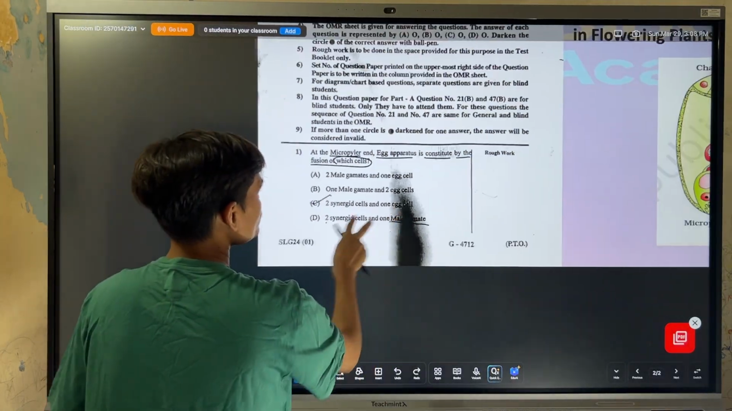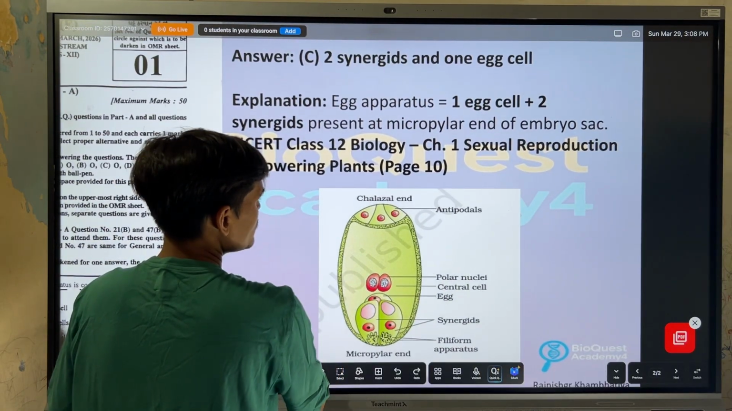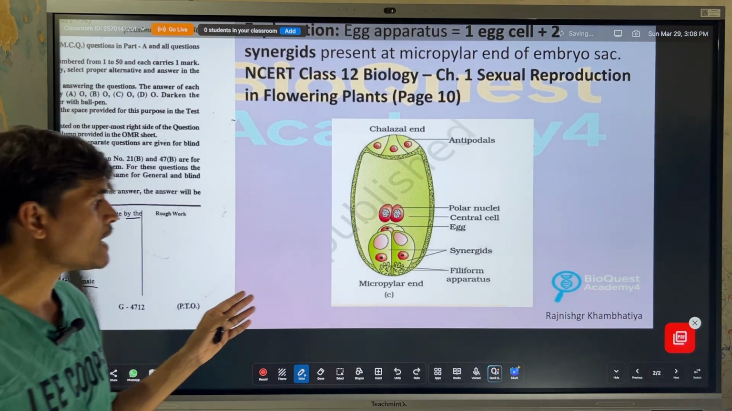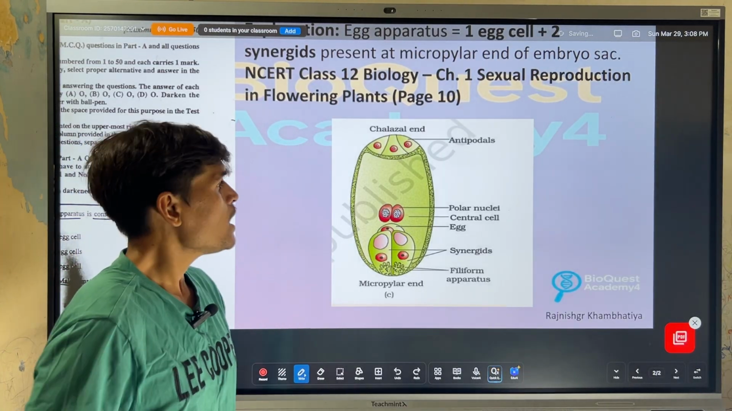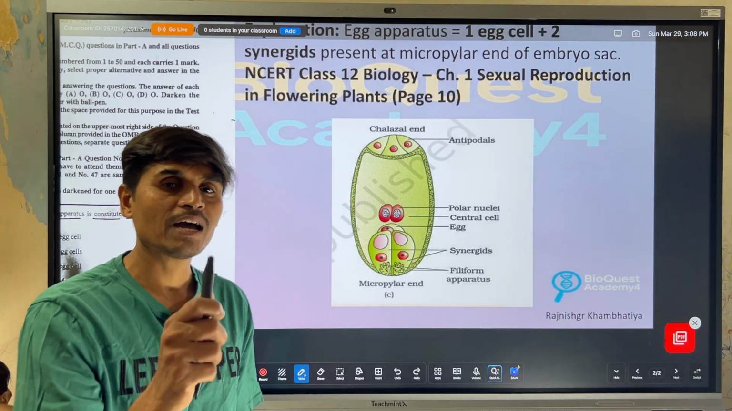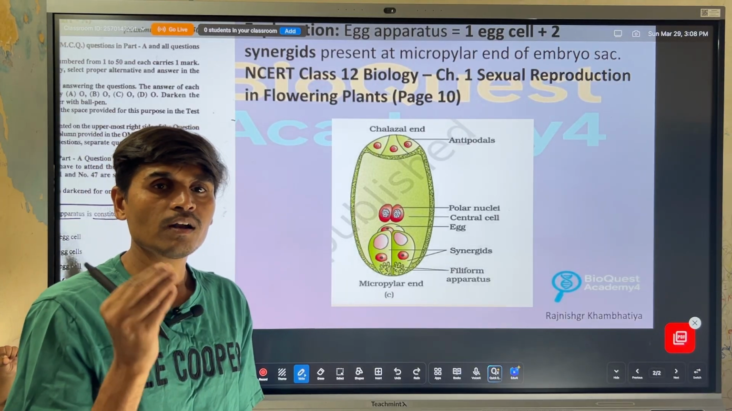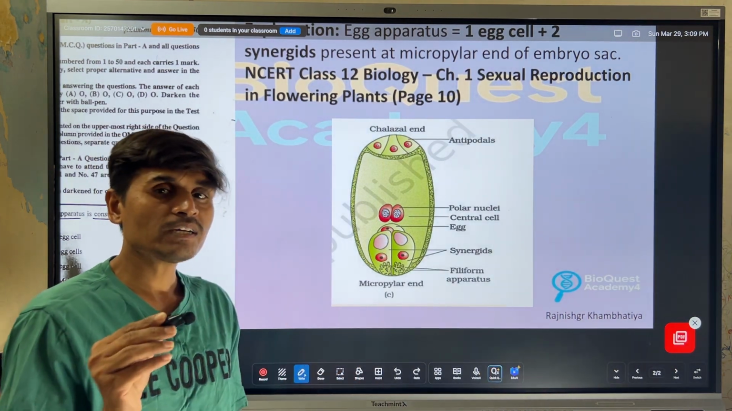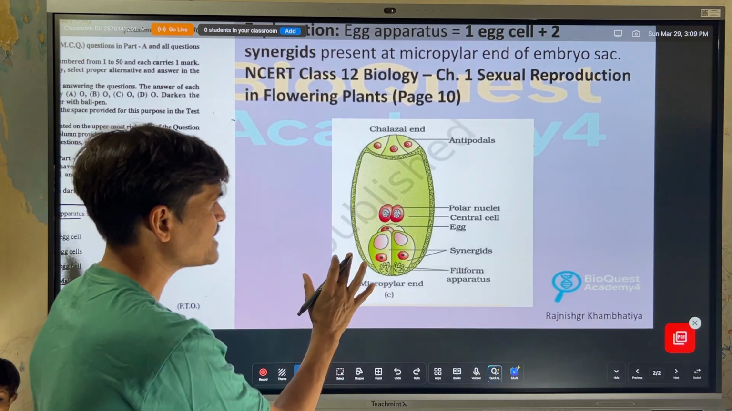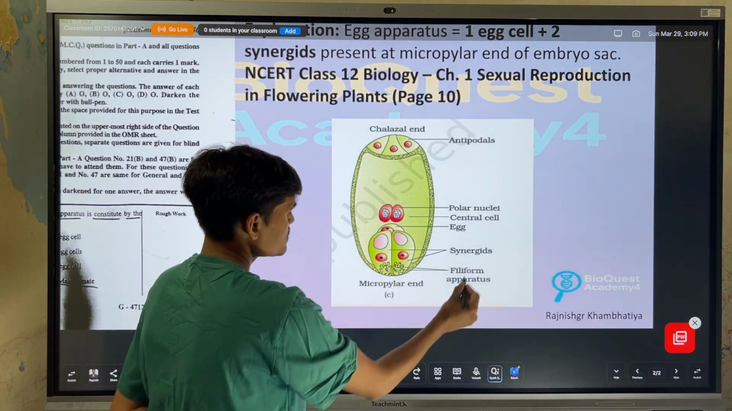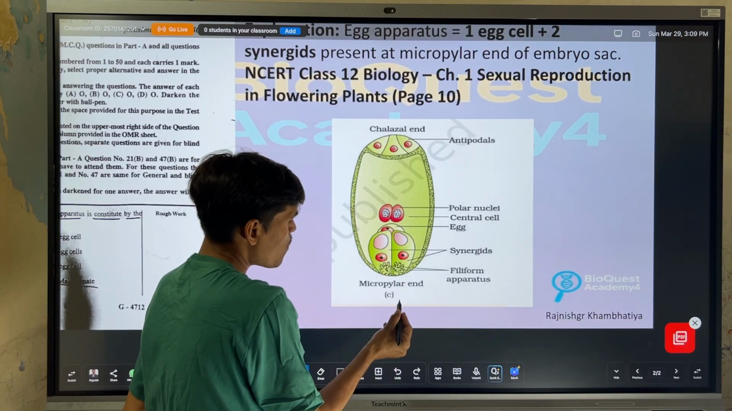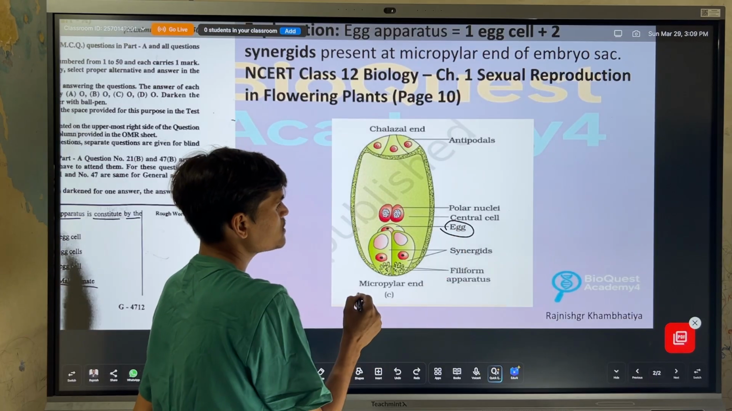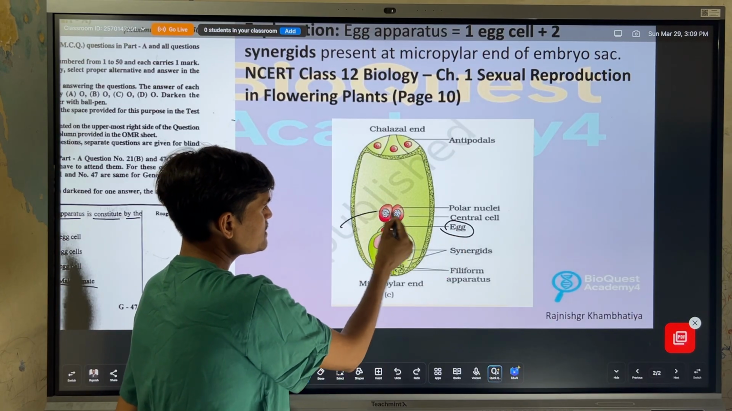Now, before answering directly, I will tell you from this diagram. This is the diagram for this question. And let me tell you one thing, that in biology you require to learn the diagram very carefully, because from the diagram we can answer it. Now see very carefully. What do you see? This is a diagram where this is the egg cell.